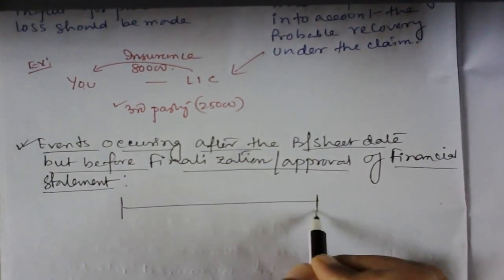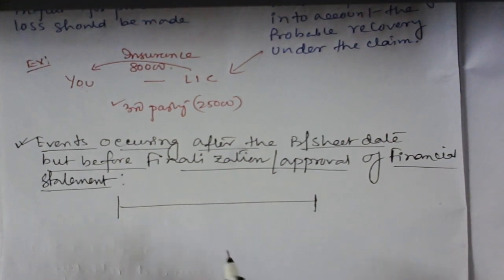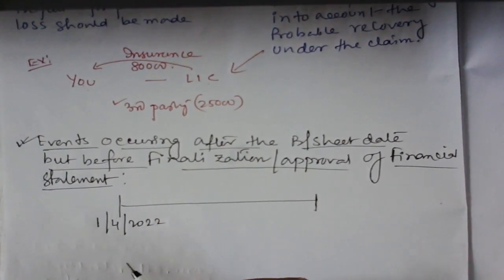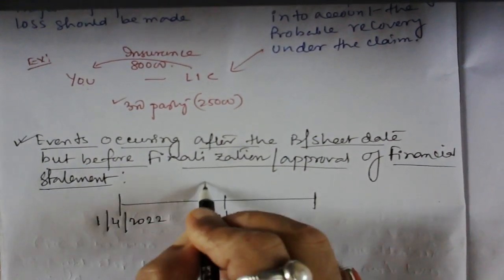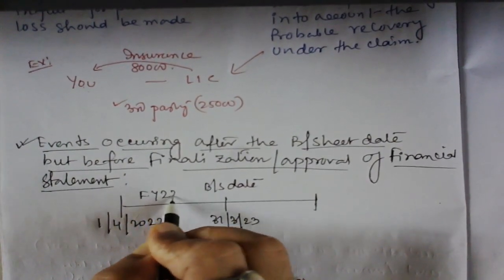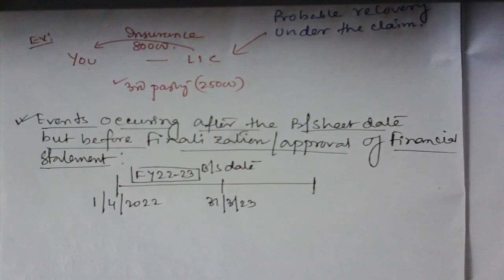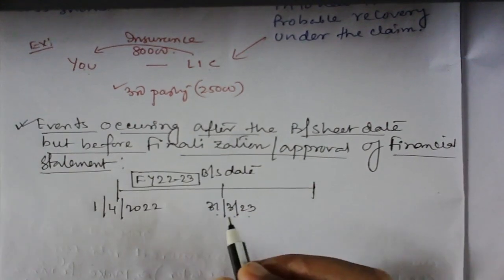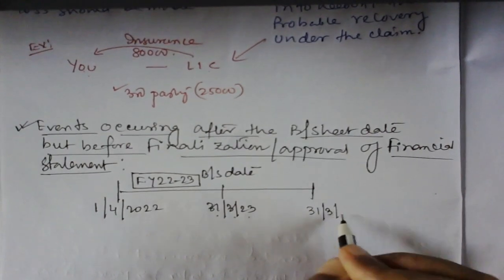देखिए, एक बार, मैं आपको इस तरीके से दिखाऊं तो आपको easy होगा. You can say first of April 2022, and your financial year closes 31st March 2023. So you can say this is the balance sheet date. Note it down. It is financial year 22-23. My financial year starts with 1/4/2022 and ends with 31st March 23. That is the balance sheet date. Correct, guys? Now just think, 31st March is the closing of the year.